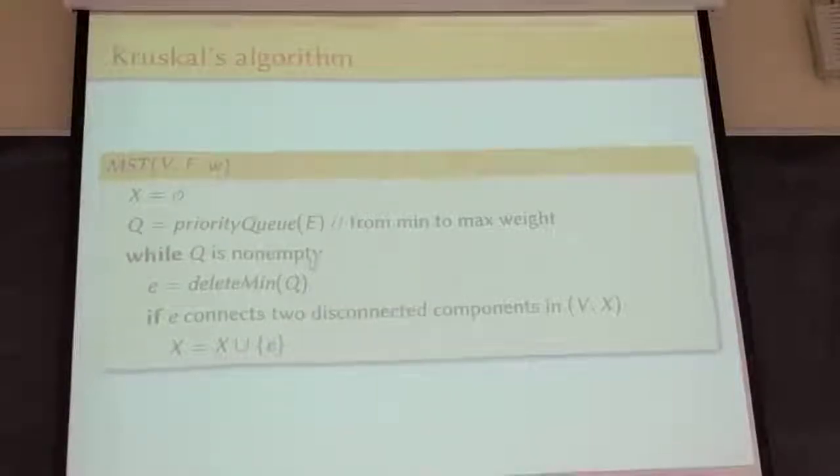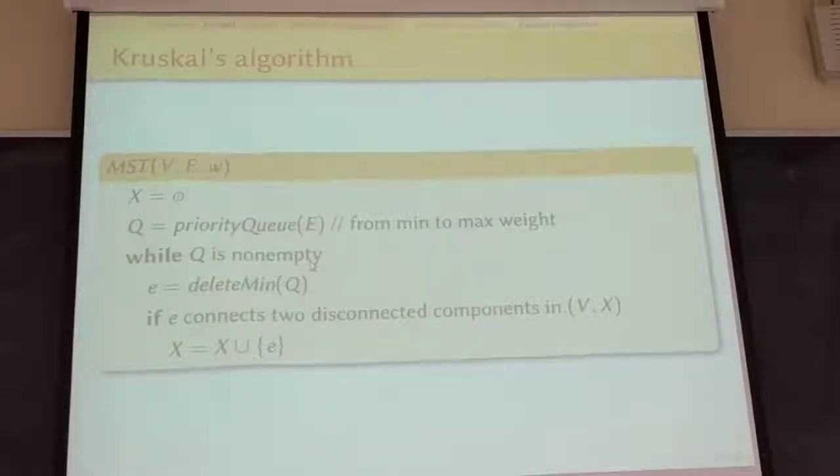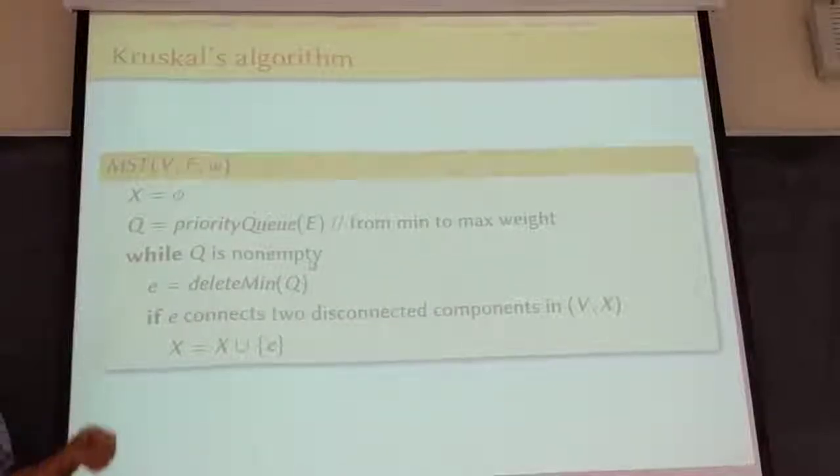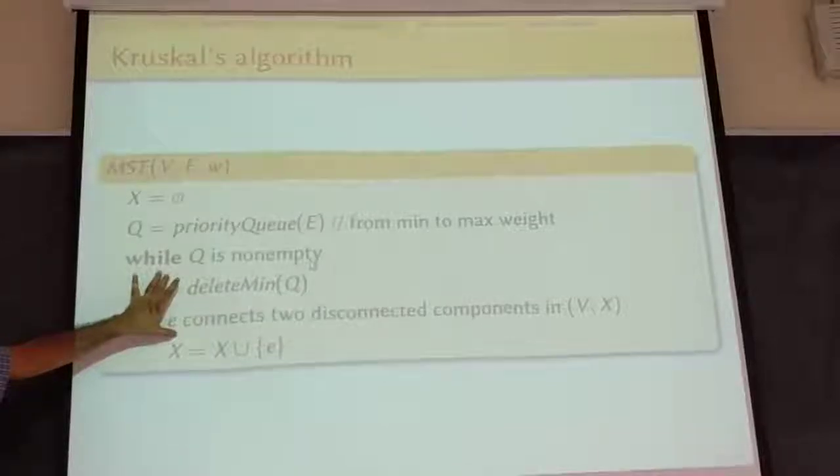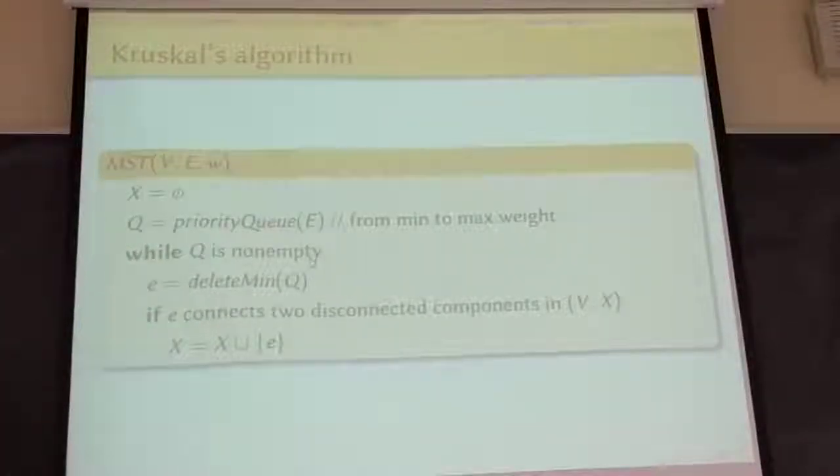If the edge connects two vertices that are already connected in the spanning tree, then you don't add it, because if you do that, then you'll create a cycle, right? So you pick the minimum, see if it connects disconnected parts of the graph, then you'll add that. If not, you will not bother with that edge. Although this says while Q is non-empty, you can also stop the moment you create a tree, right? Or in other words, once you've added n-1 edges, you can stop. You don't have to continue after that.